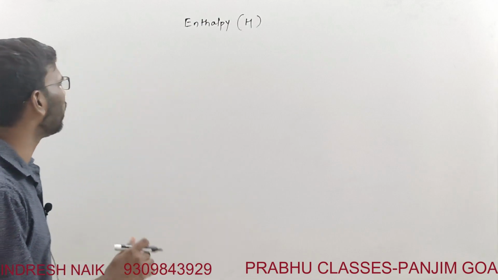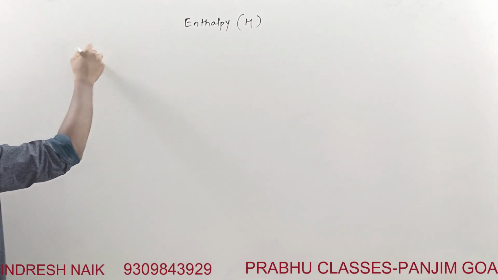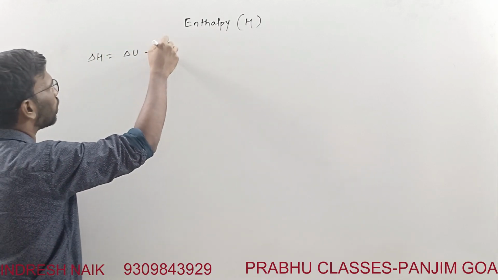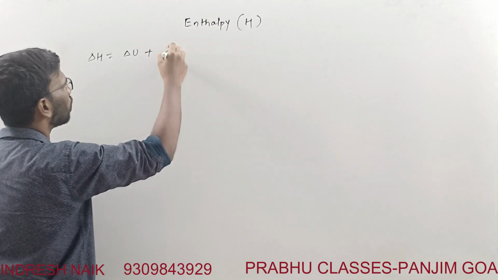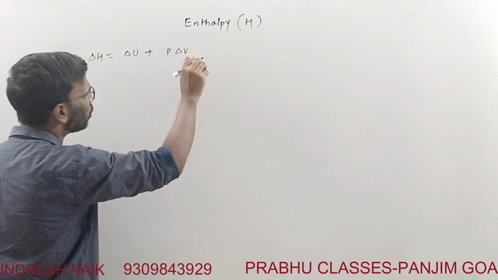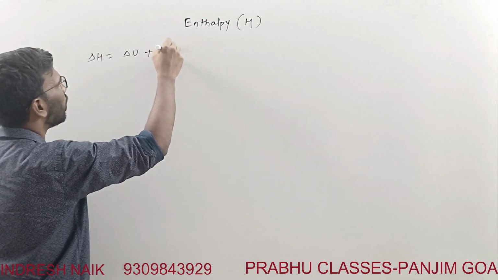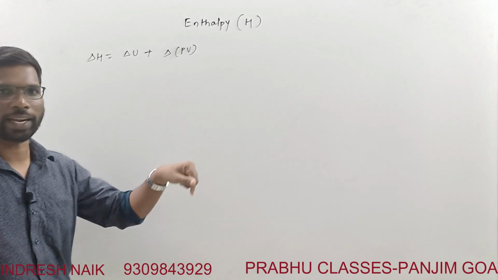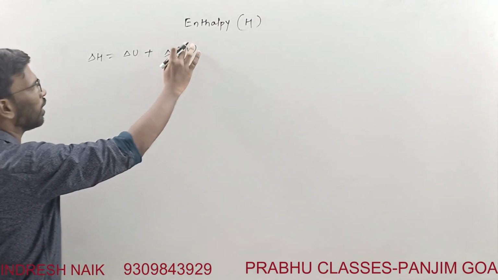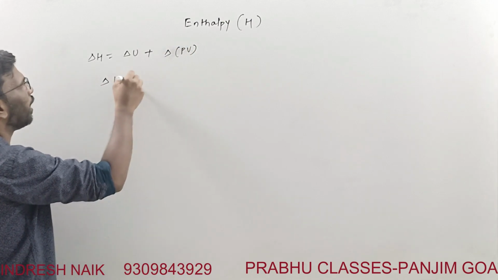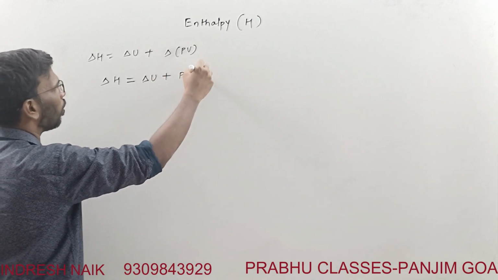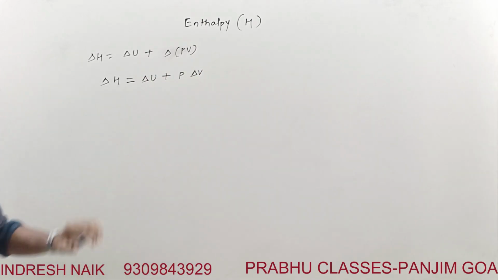So let us understand the relationship between delta H and delta U. From the enthalpy equation, delta H is equal to delta U plus P delta V. Since the enthalpy equation is at a constant pressure and at a constant temperature, we write it this way: delta H equals delta U plus P delta V, where P is constant. So delta is applicable only to volume.